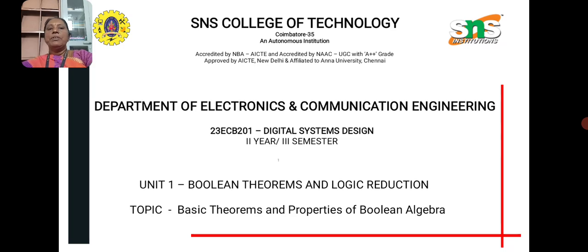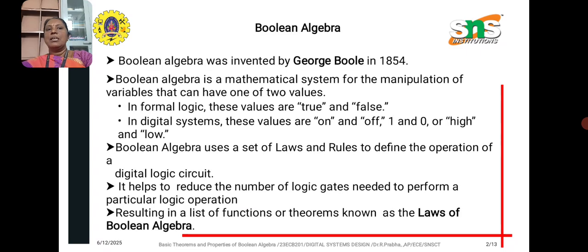In this video, we will discuss basic theorems and properties of Boolean Algebra for the course Digital System Design. Boolean Algebra was invented by George Boole in 1854, and it is a mathematical system for manipulation of variables which have only two values. In formal logic, these values are either true or false, but in digital systems, these values are on and off, 1 and 0, or high and low.